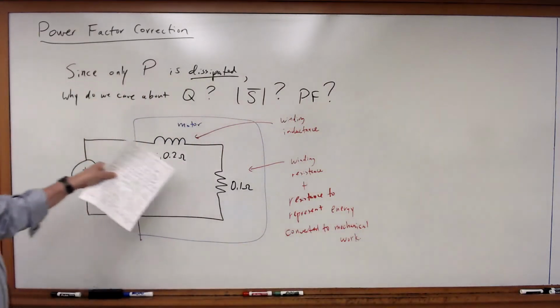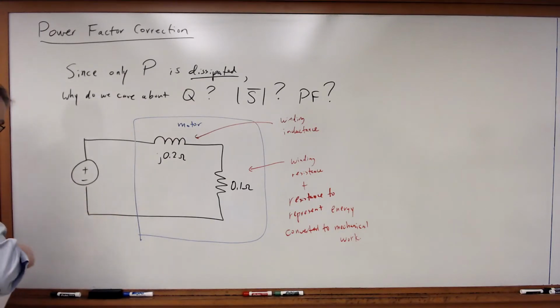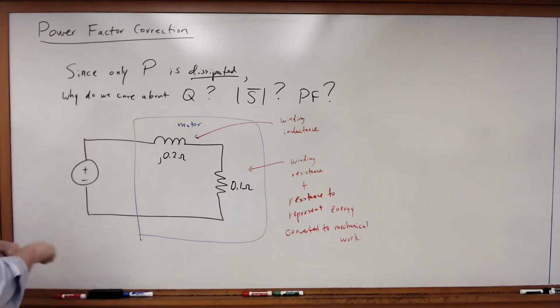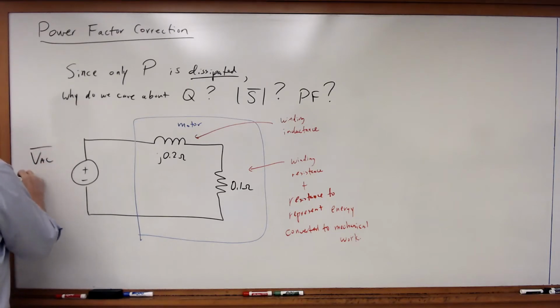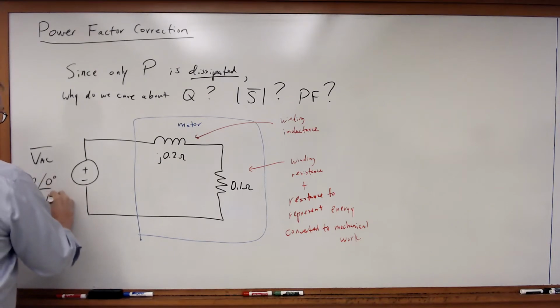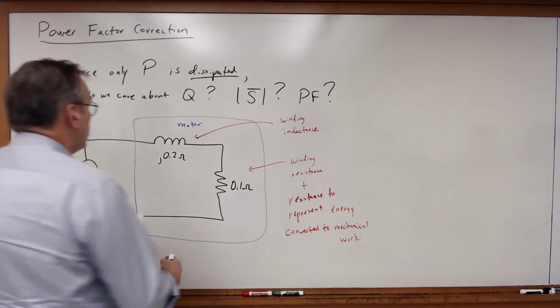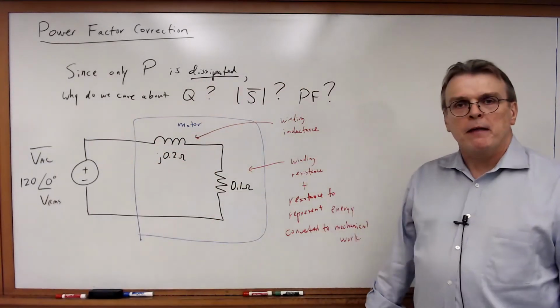All right, so this is my simple motor model, and we're connecting it into the power company here. So Nashville Electric is going to supply us with 120 volts RMS, and I'm going to assume this is at a phase angle of 0 degrees. And notice V RMS, I'm representing this as an RMS phasor. Okay. Let's first go through and calculate what is the complex power of that motor.